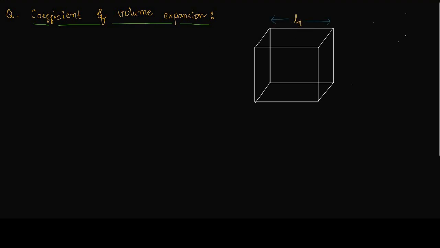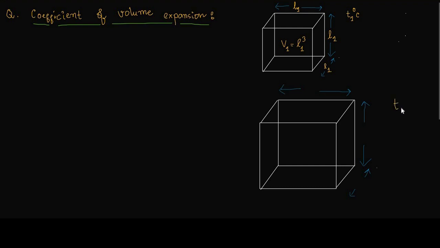Let L1 be the length of each side of the cubical body at the initial temperature T1 degree C. The initial volume of the cube is V1, which is L1 cube, at the temperature T1 degree C. Now the temperature is increased to T2 degree C.